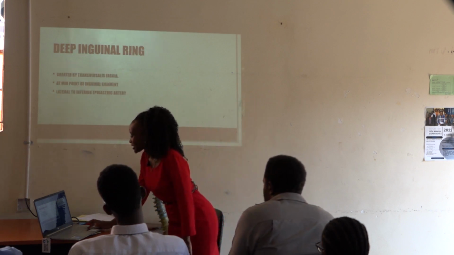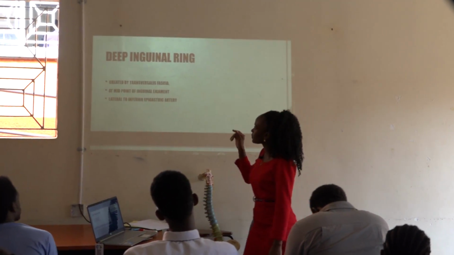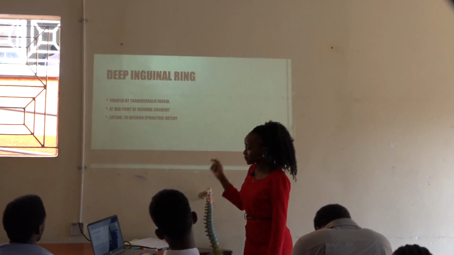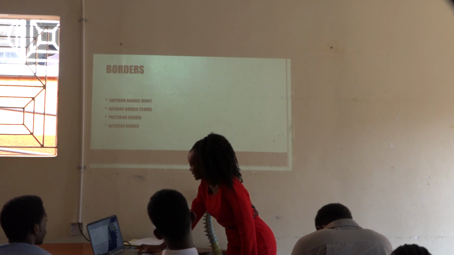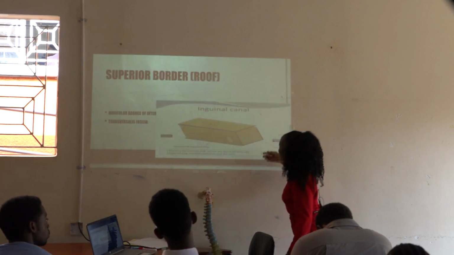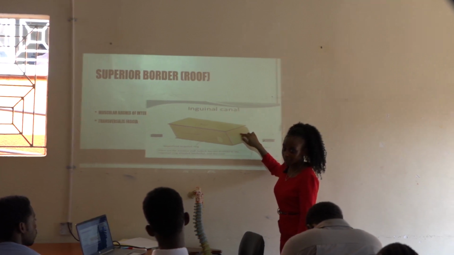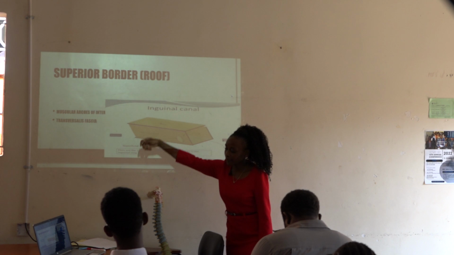Okay. So I'm going to talk about the rings. Now, the deep inguinal ring is formed by the transversalis fascia. Let me go back to this diagram. It's formed on the posterior wall. Remember I told you the posterior wall is formed by the transversalis fascia. So it's somewhere on this side, it's deep.